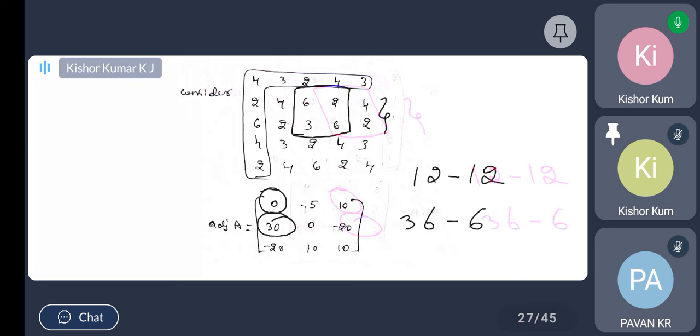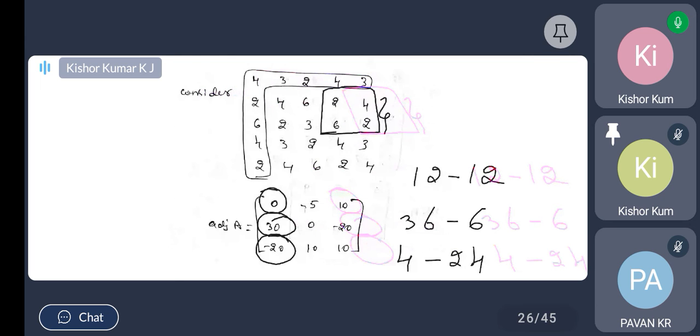I am just evaluating each as a 2 by 2 determinant, that is, multiplying the left diagonals minus the right diagonals. So the last four elements: 2 into 2 is 4 minus 6 4s are 24. 4 minus 24 will give us minus 20. So we have got our first column.